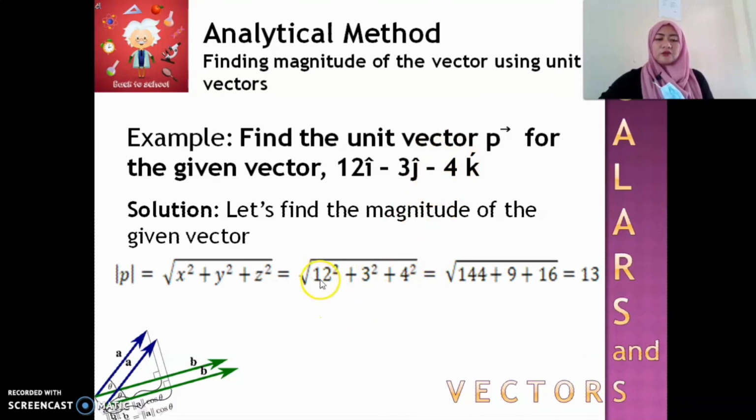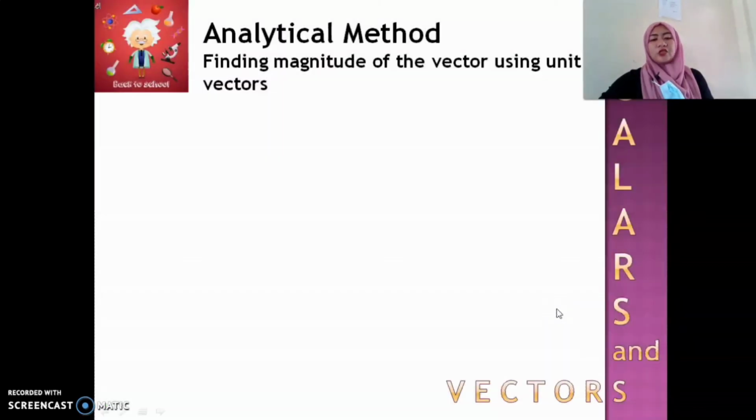So 12 squared is 144, plus 3 squared is 9, plus 4 squared, that is equal to 16. You get the sum of that, take the square root, and you will get 13. Therefore, the magnitude of the given vector 12i minus 3j minus 4k is equal to 13.